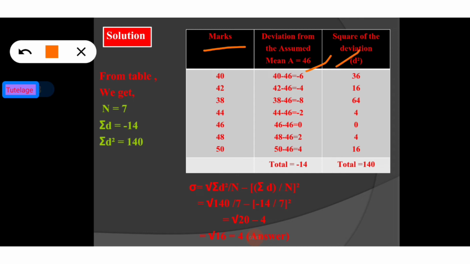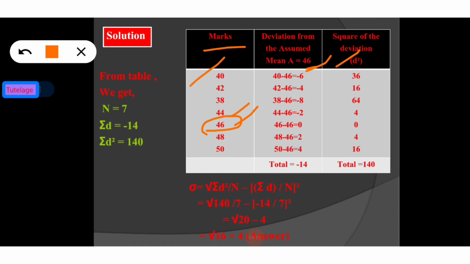So at first we have to calculate the assumed mean. So in the even number series we have to take only the 4th and 5th class marks. Okay, so here we take the 5th class marks. Okay, so that's why for this problem the assumed mean, which is denoted by capital A, is equals to 46. So now going to the second column for the calculation of the deviation from the assumed mean.